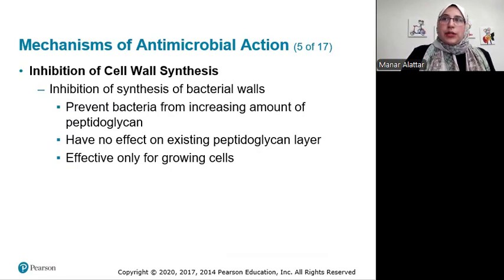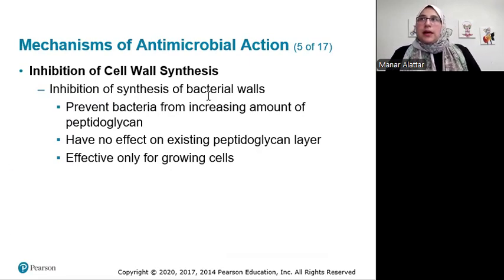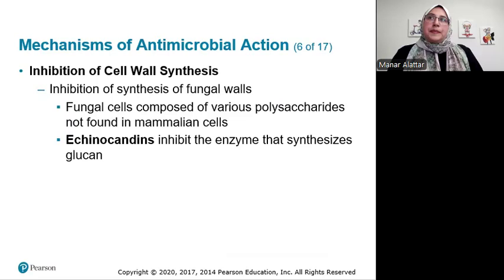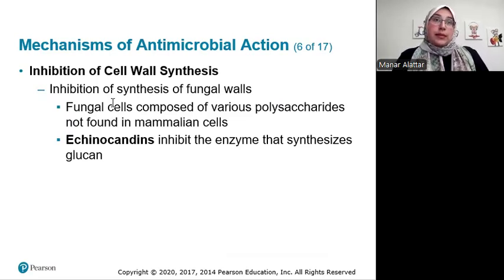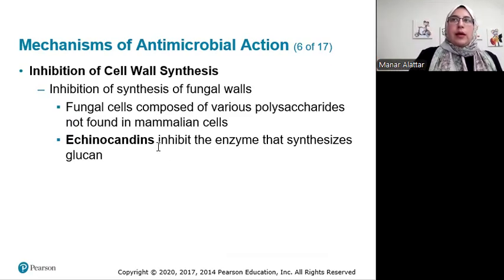I think we mentioned that these tend to be effective against gram-positive organisms, and they prevent the organism from maintaining its own integrity, and it tends to be bactericidal. And there are also some antibiotics that work against fungal cell walls, but those are going to be a little bit different because the structure of fungal cell walls is a little bit different within those eukaryotic pathogens as well.